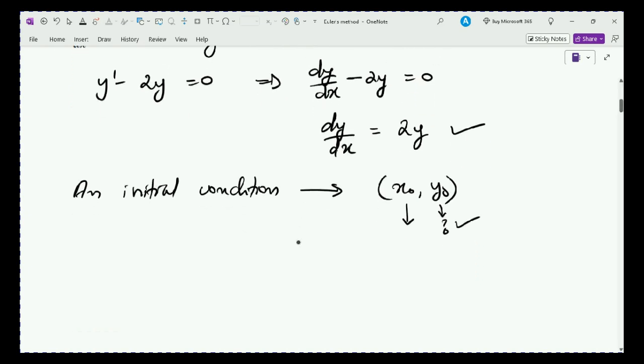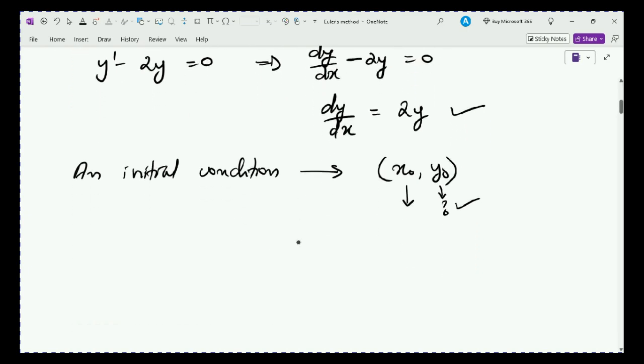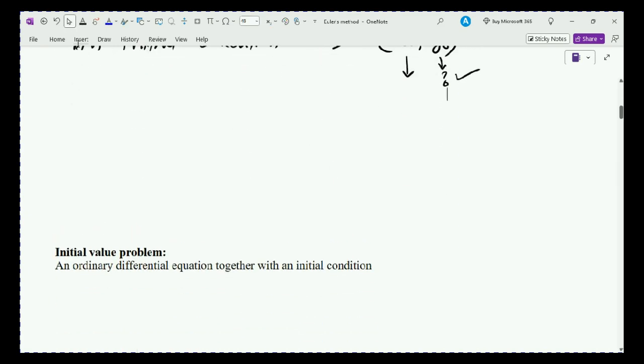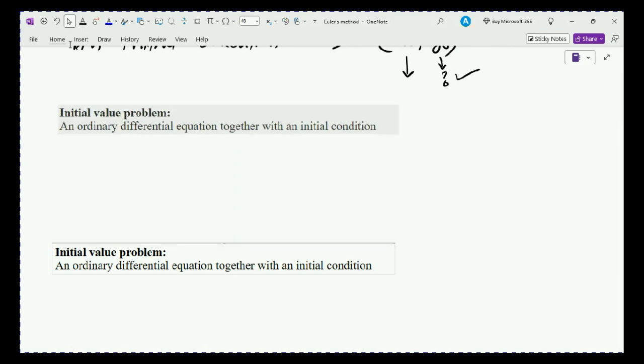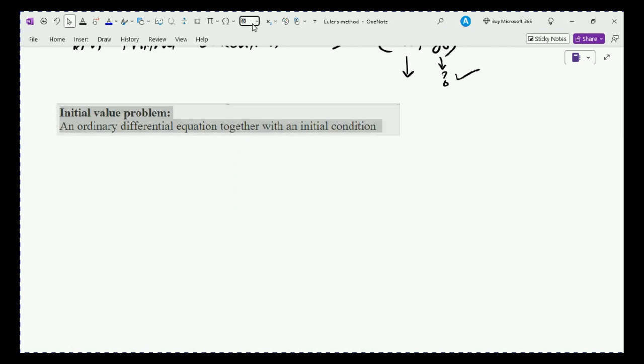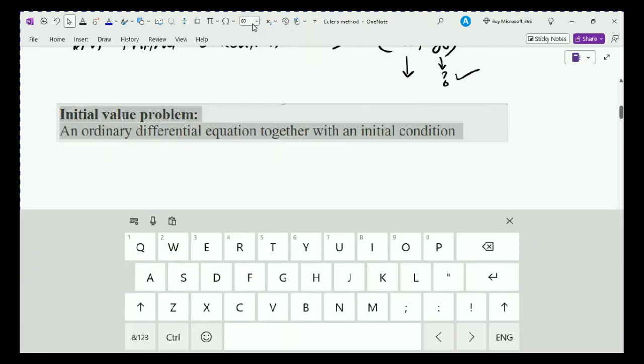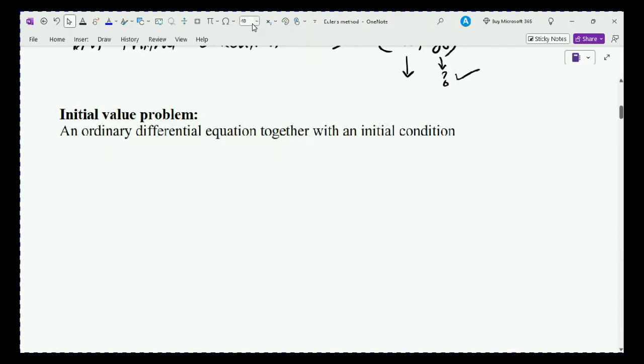Such kinds of problems are called initial value problems. There is a first order differential equation and the initial value is given. I think I have written the definition here. So these kinds of problems are called initial value problems: an ordinary differential equation together with an initial condition.